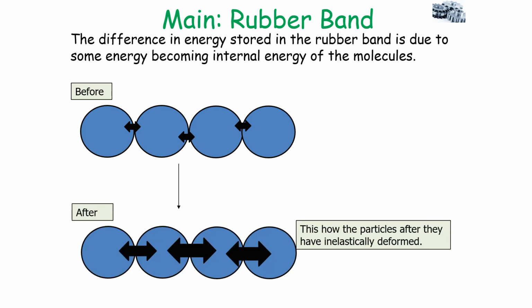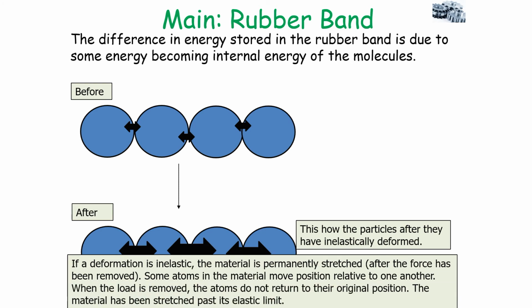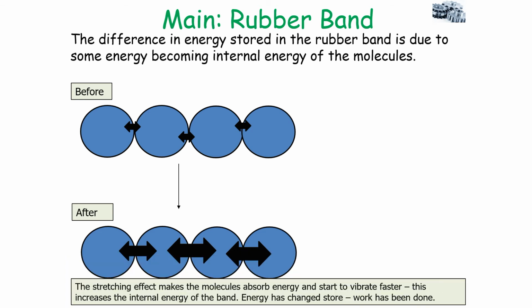But if you look at what's happening afterwards when it's been inelastically deformed, there's a difference, because if the deformation is inelastic, the material is permanently stretched even when the force is removed, because some atoms in the material move position relative to one another. So when the load is removed, the atoms don't return to their original position because the material has been stretched past its elastic limit. So the stretching effect makes the molecules absorb energy and start to vibrate faster. So this increases the internal energy of our rubber band.